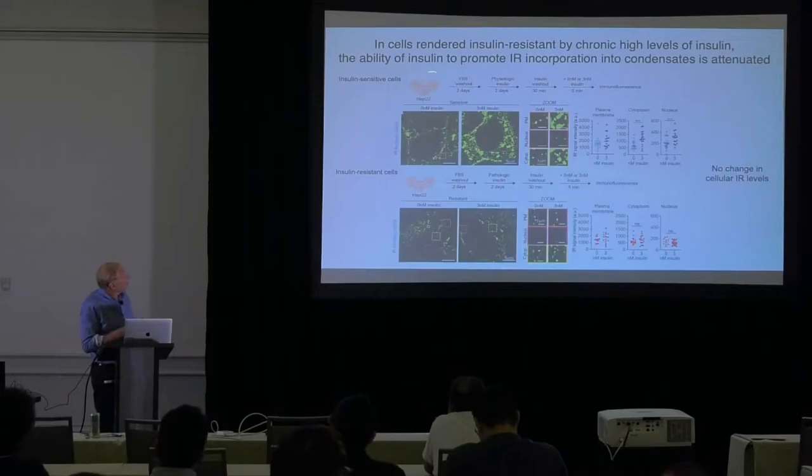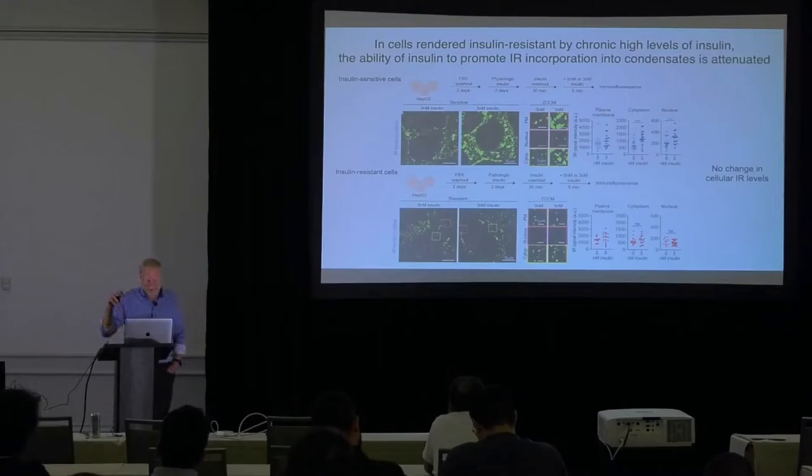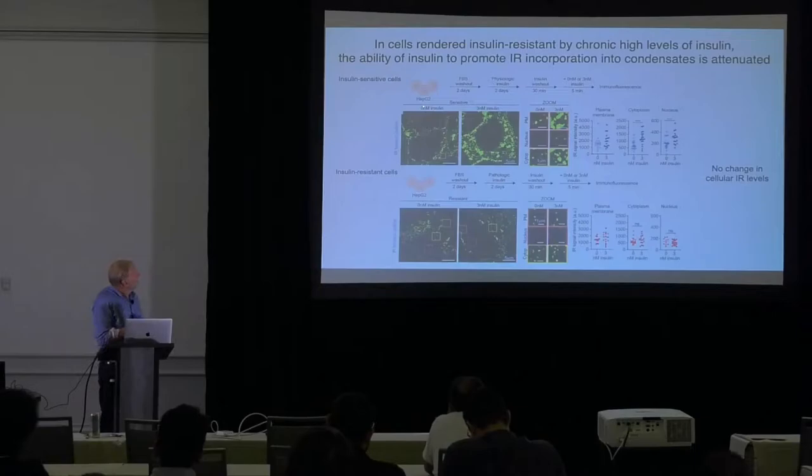It's interesting though to ask then what happens in insulin resistant cells, and you can induce insulin resistance as they've done down here by giving cells pathological levels of insulin for a period of days. And then they become non-responsive to an acute stimulus by insulin. And so I've shown you this data before up here. We'll take cells that are insulin responsive, add a physiological level of insulin for a short period of time, and you see this increase in the level of insulin receptor going into these condensates. Not so with the insulin resistant cells.